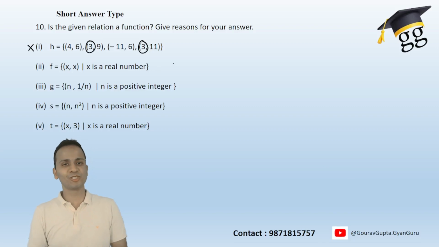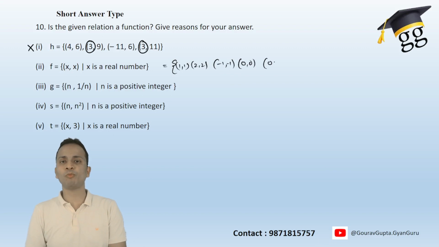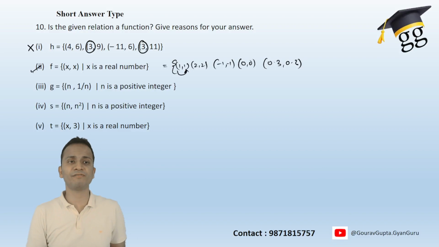Now, for the second part, f is equal to x comma x, where x is a real number. How can I define this relation? I can write it as 1 comma 1, 2 comma 2, minus 1 comma minus 1, 0 comma 0, 0.3 comma 0.3. So for every x we have a unique value of y. So yes, this is a function.